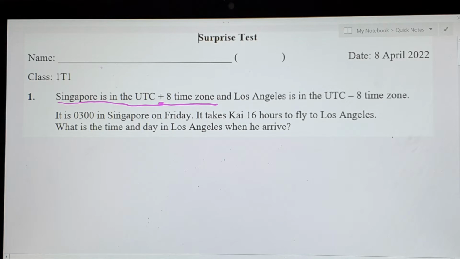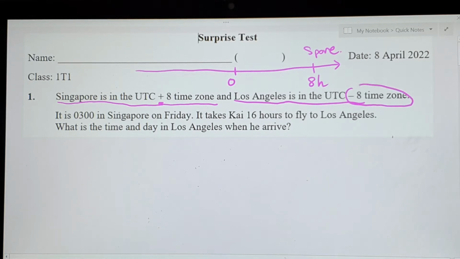It means that, let's say, this is a timeline. Then this is 0, then it's 1, 2, 3, 4, 5, 6, 7, 8, right? Singapore is 8 hours here. Okay, this is Singapore. Alright, now we have another country, Los Angeles. It is in the minus 8 time zone. Now what does that mean?